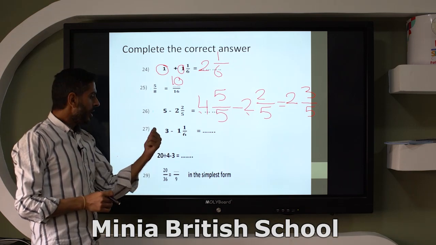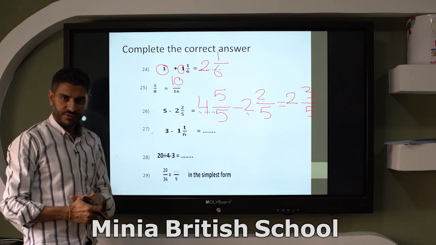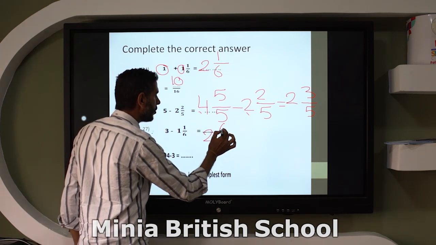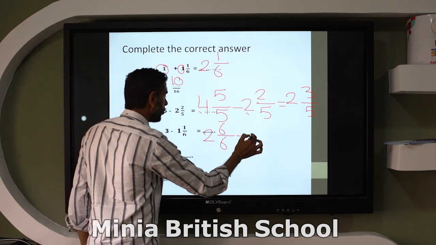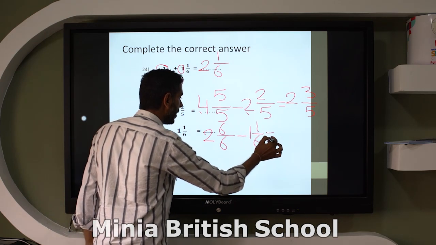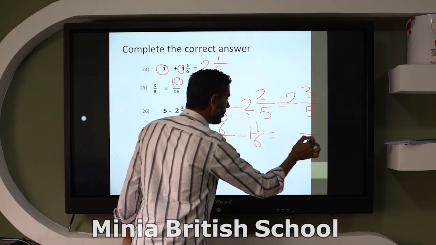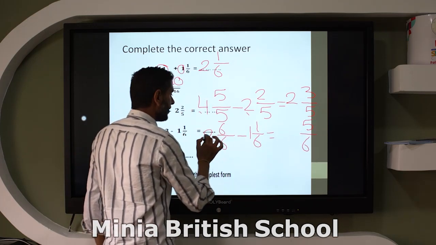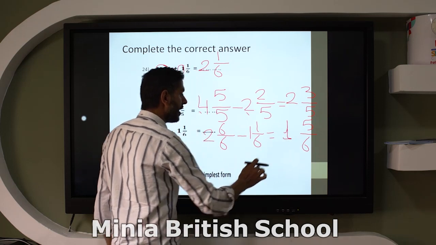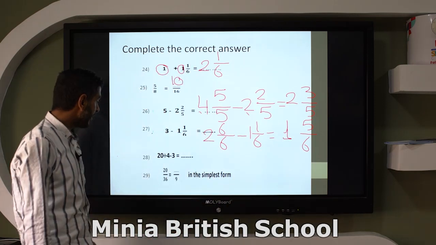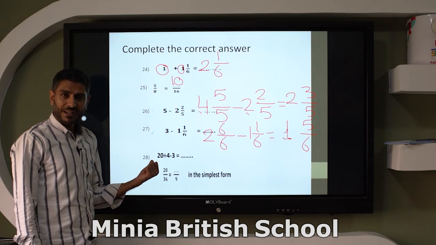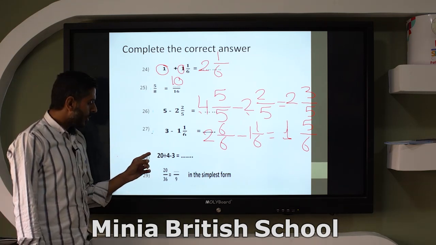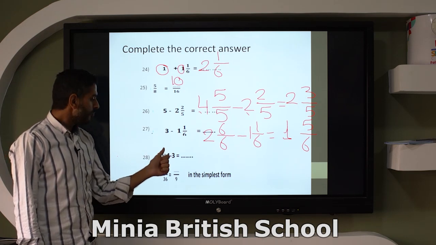As it is here, 3 minus 1 and 1 over 6. Okay. 3 will be 2 and 6 over 6 minus 1 and 1 over 6 equals, put the denominator 6, and 6 minus 1 equals 5, 2 minus 1 equals 1. So 1 and 5/6.